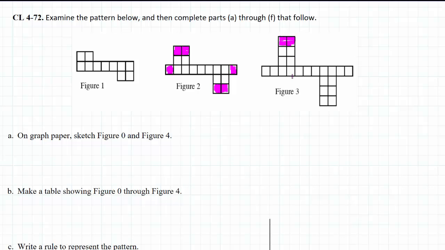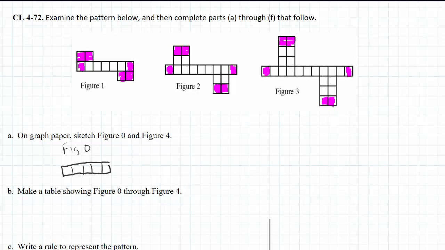So 1, 2, 3, 4, 5, and 6. So it looks like what grew before were maybe these two, this one, and this one. So 1, 2, 3, 4, 5, 6. If we had to draw and sketch figure 0, figure 0 would be the ones without these 6 from figure 1. So 1, 2, 3, 4, 5. This is what figure 0 would look like.